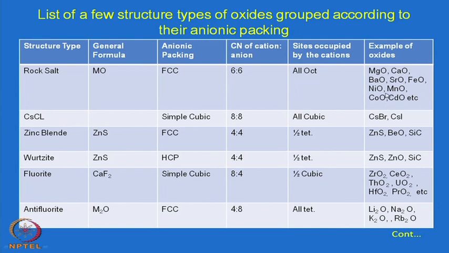And the examples of this kind of oxides we briefly mentioned: magnesium oxide, calcium oxide, barium oxide, strontium oxide, iron oxide, nickel oxide, manganese oxide, cobalt oxide, cadmium oxide, etc. So, all these oxides of the general formula MO normally crystallize in the rock salt structure.